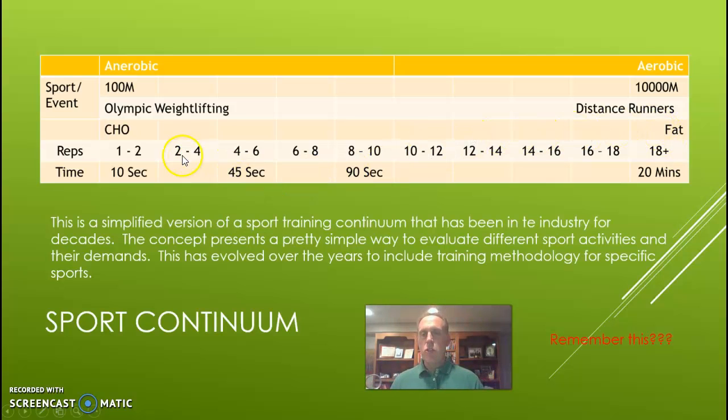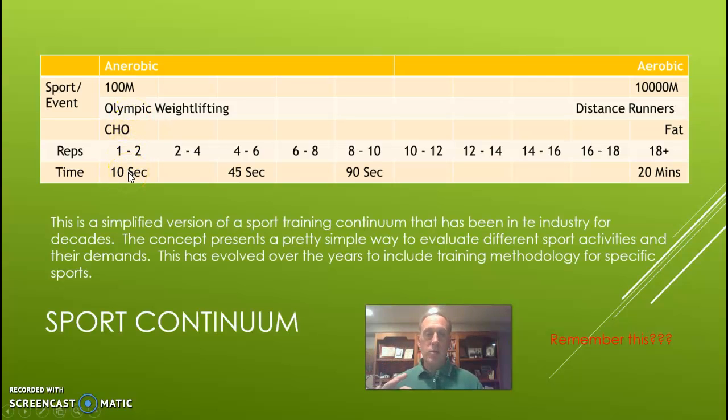And we talked about some training programming in terms of how many reps you would normally do to elicit the proper training response if you were an Olympic weightlifter versus a distance runner, and really what the duration of activity is. Olympic weightlifting is fractions of a second. It's not even 10 seconds.